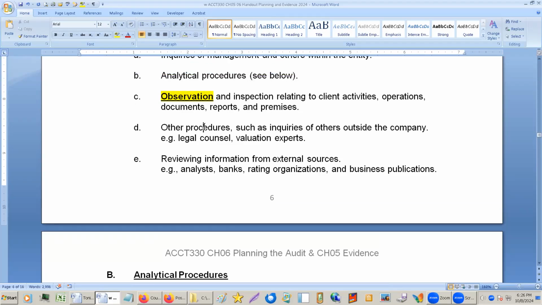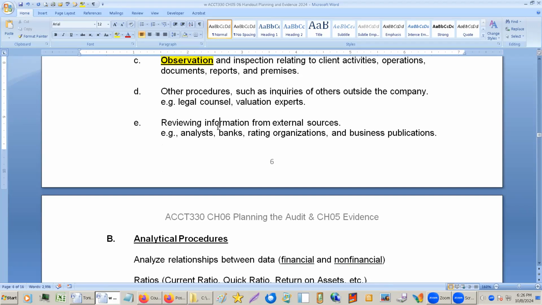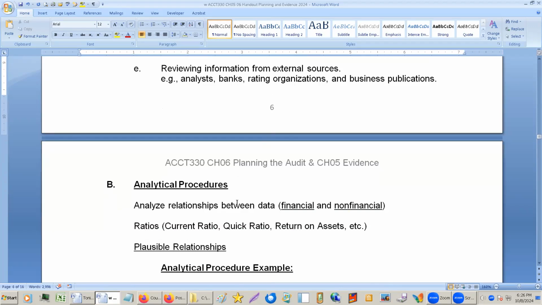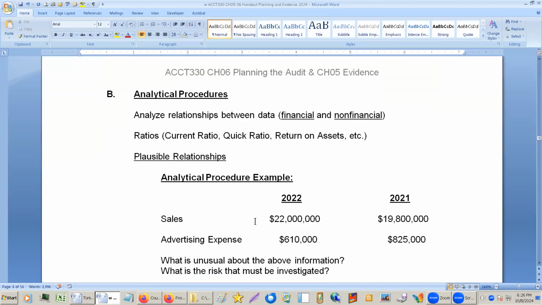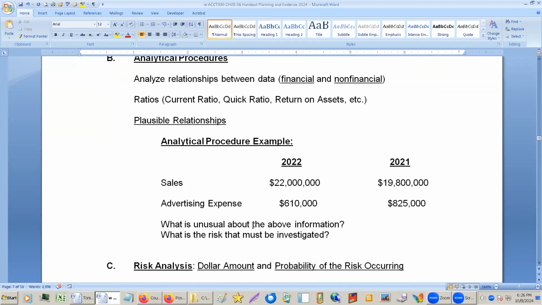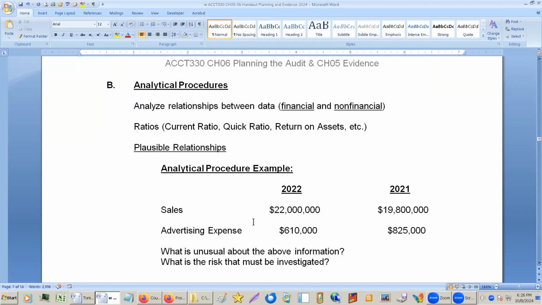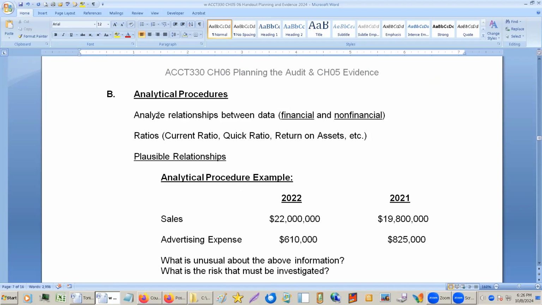Other procedures include inquiries outside the company, external sources, banks, or anything. Okay, we're not going to go too far into that. Analytical procedures are really important. You analyze relationships between data. It could be financial and non-financial. Oftentimes they're ratios.